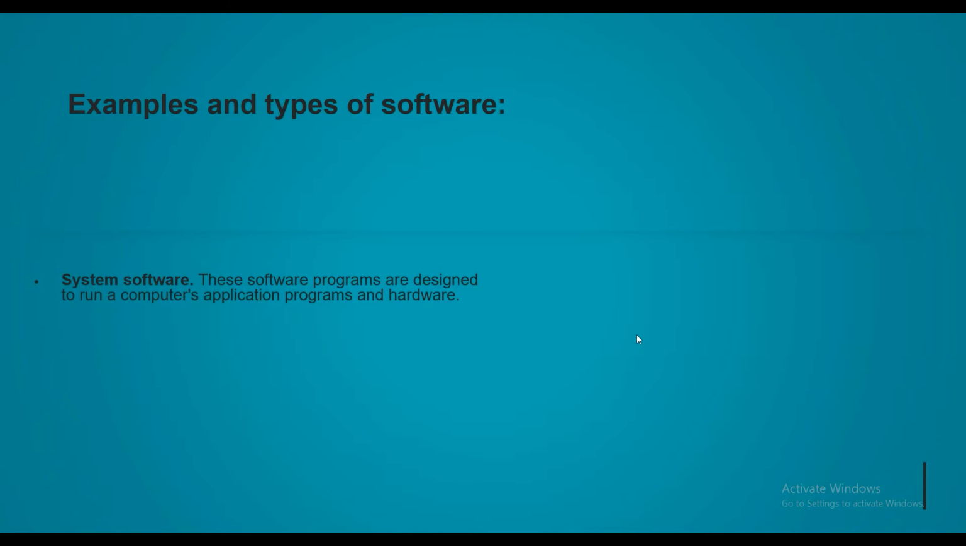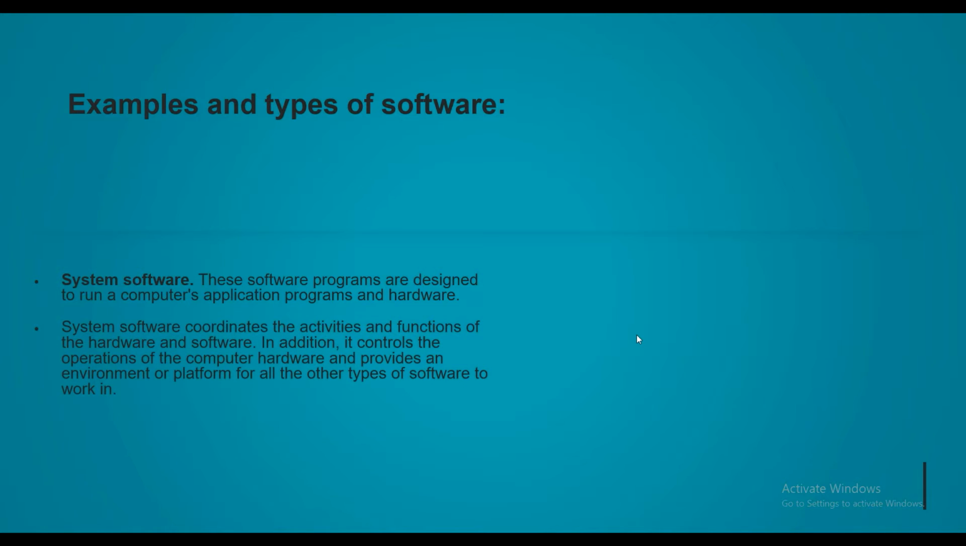The second type is system software. These software programs are designed to run a computer's application programs and hardware. The system software coordinates the activities and functions of hardware and software. In addition, it also controls the operation of the computer hardware and provides an environment or a platform for all the other types of software to work in.